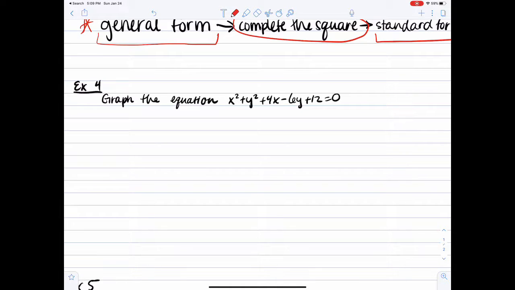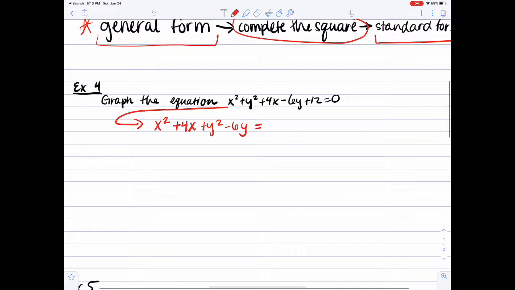So the first thing we need to do is group the x values together and the y values together. So we're just going to rewrite this as x² + 4x + y² − 6y, and then we need to get the number value on the other side. And this is how we can start completing the square. So we can complete the square here, and then we can also complete the square here.